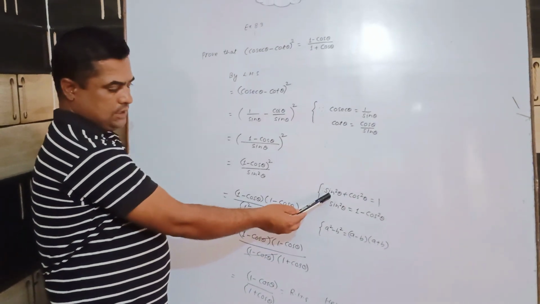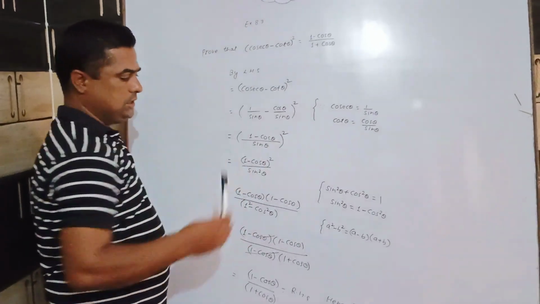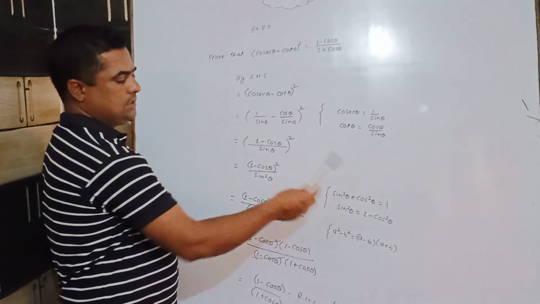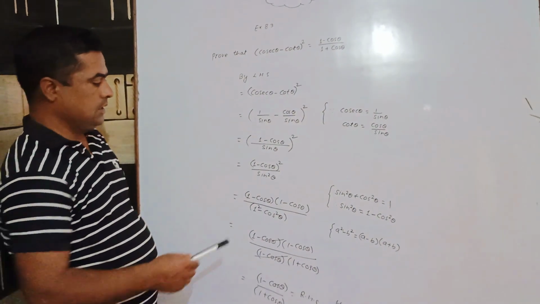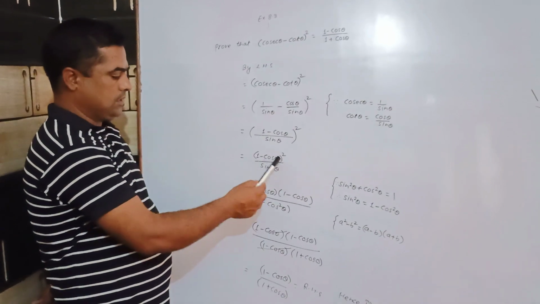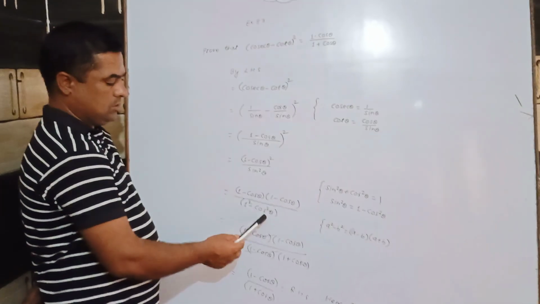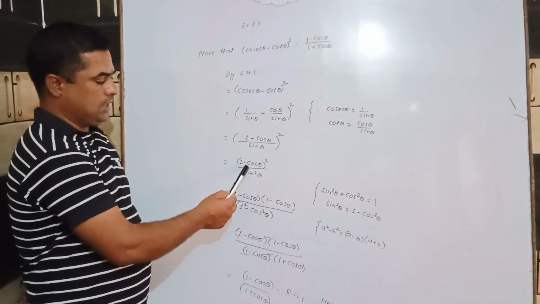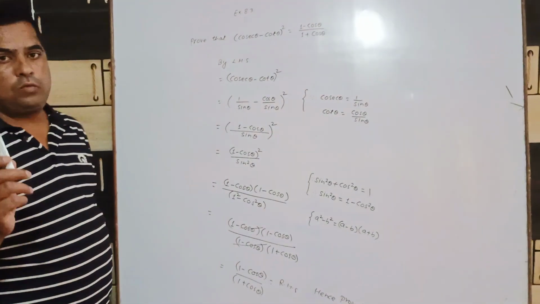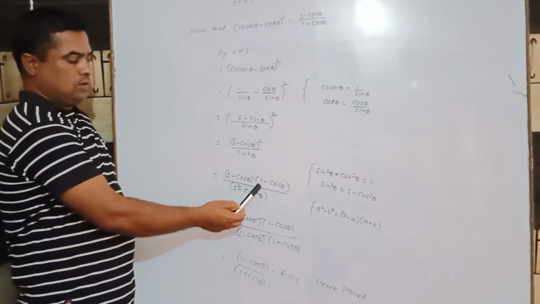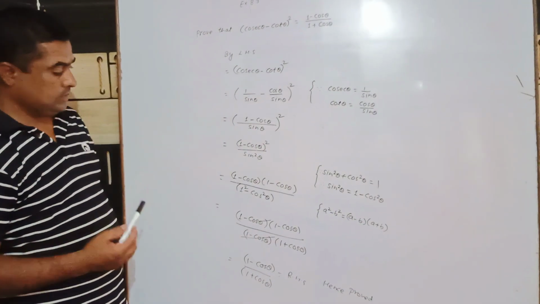Students, we know very well that sin square theta plus cos square theta is 1. The value of sin square theta will be 1 minus cos square theta. So we are putting the value of sin square theta, which is 1 minus cos square theta, and in the numerator (1 minus cos theta) whole square. We can write it two times: (1 minus cos theta)(1 minus cos theta).